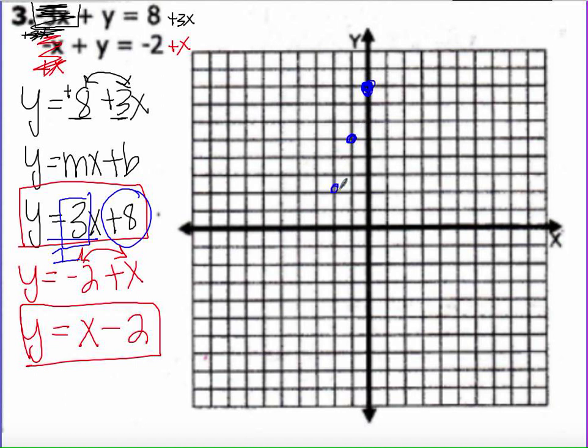Down 3, back to the left 1. I'm just going to do it as many times as my graph will allow me so I can get the most accurate line possible here. Okay, so there is my first line.